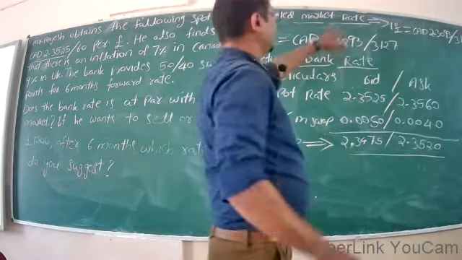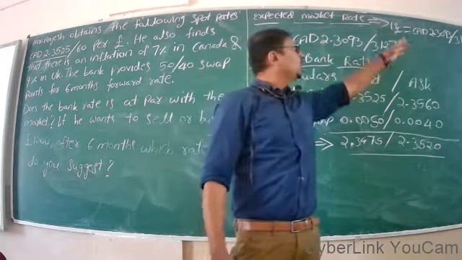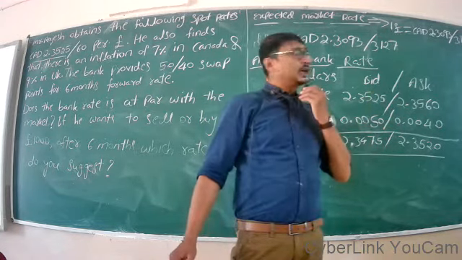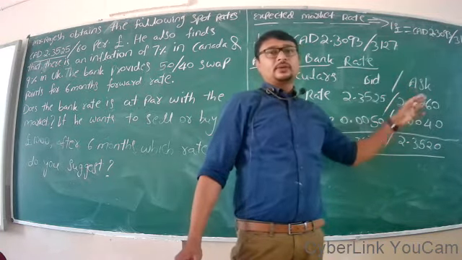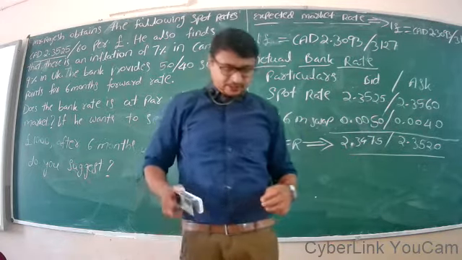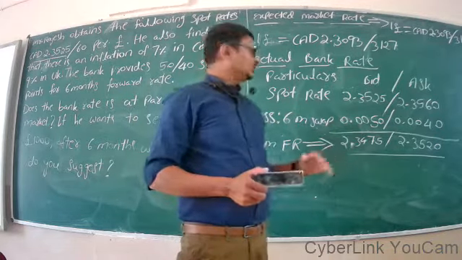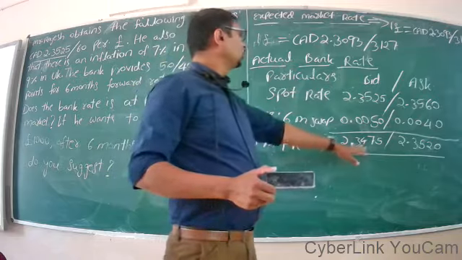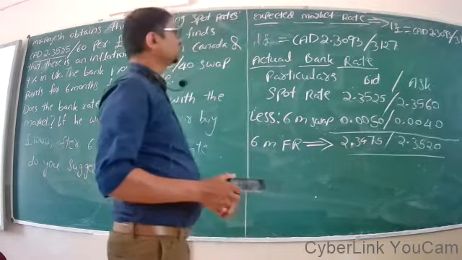Now the expected market rate after 6 months, 1 sterling pound equals Canadian dollar 2.3093 / 2.3127. That is the expected market rate if we consider the inflation rate in both the countries. Now the actual 6 month bank forward rate is 2.3475 / 2.3520.